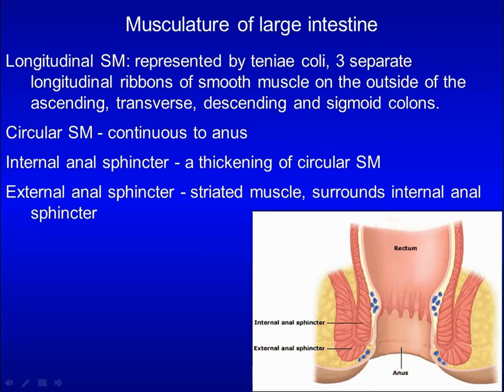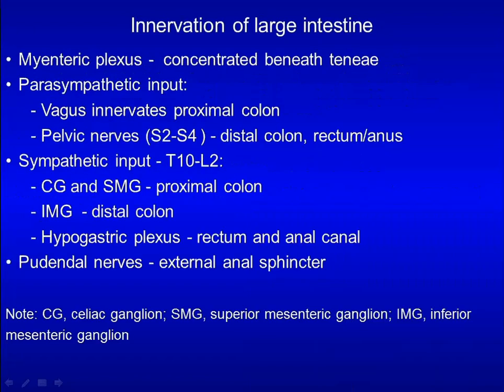In addition, surrounding the anus, there's an internal anal sphincter and an external anal sphincter. The internal anal sphincter is made up of circular smooth muscle. The external anal sphincter is made up of striated muscle. The myenteric plexus, concentrated beneath the taenia coli, controls longitudinal smooth muscle.